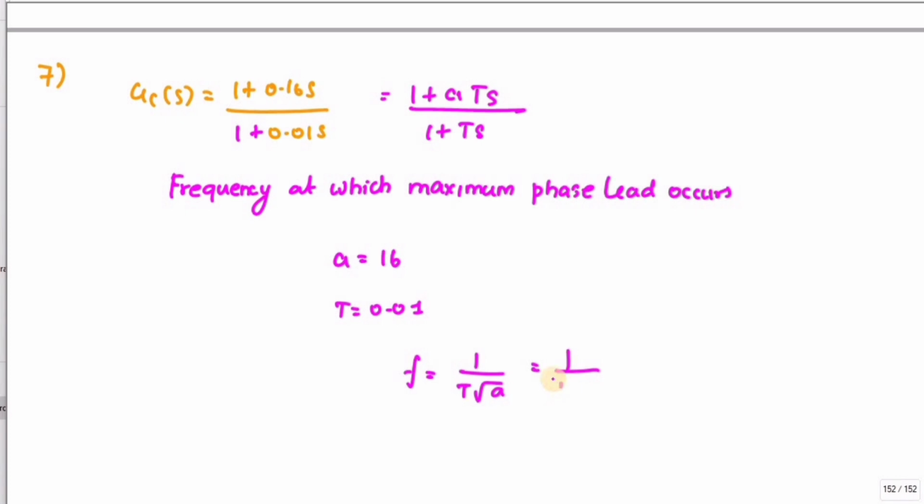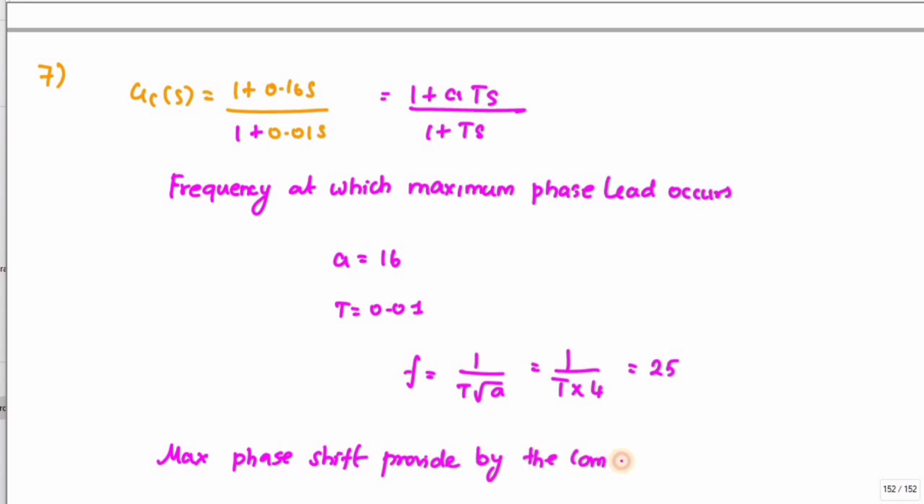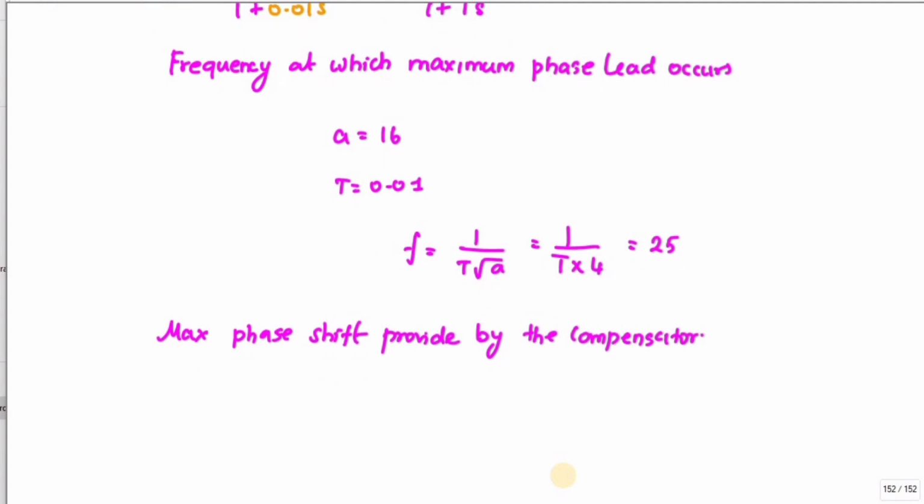So equating both equations, I can write T is equal to 0.01. Therefore, I can equate AT is equal to 0.16 by equating the numerator. So substituting T is equal to 0.01, A is equal to 16. And they are asking to find the frequency. So the frequency is equal to 1 divided by T root A. If I substitute the T and A values, I will get the frequency is equal to 25.